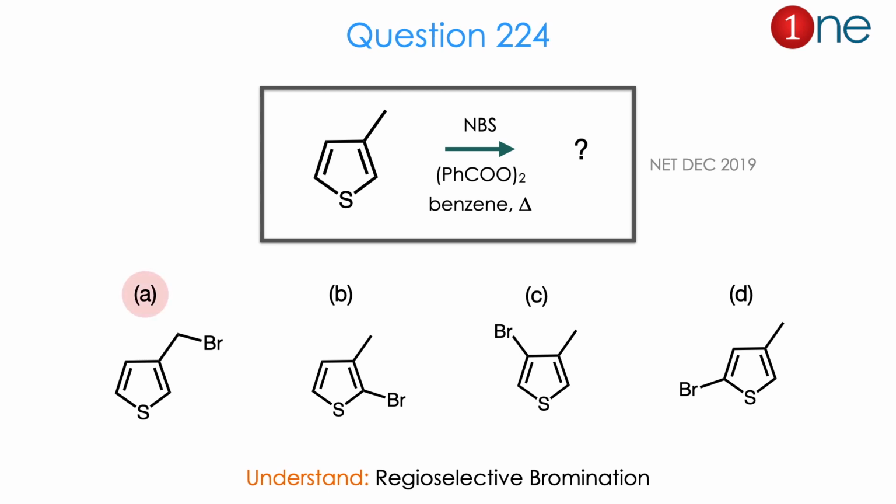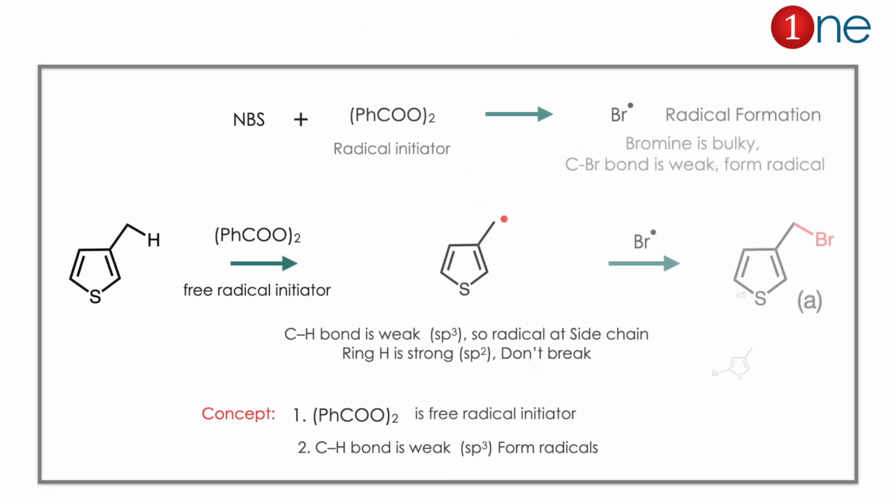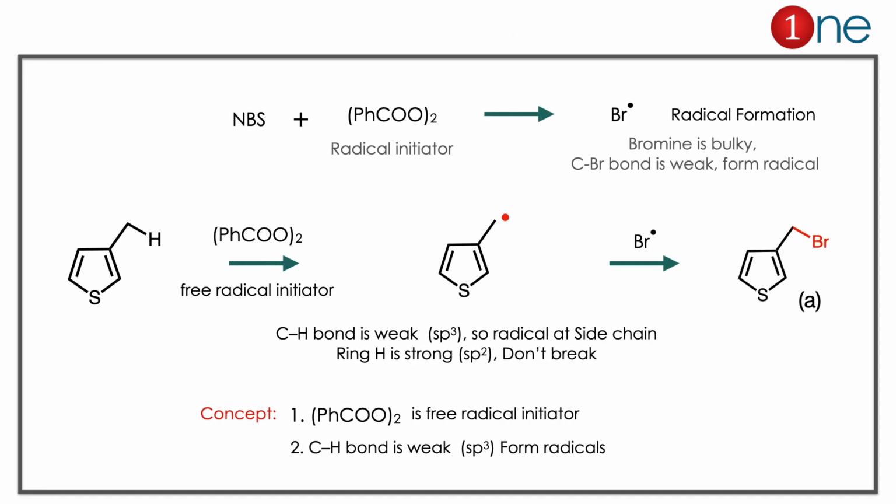Let us see how. Here you are using a radical initiator, which is a perbenzoic acid derivative. So you are using the radical initiator with N-bromosuccinimide, so you have bromine radical, the radical formation. Bromine is normally bulky, and the N-Br bond is very weak in N-bromosuccinimide, so it forms a radical.